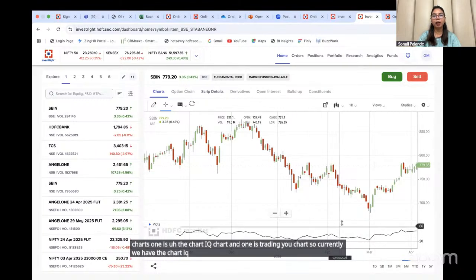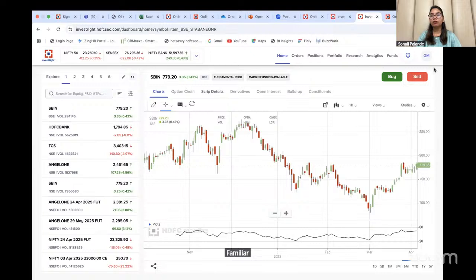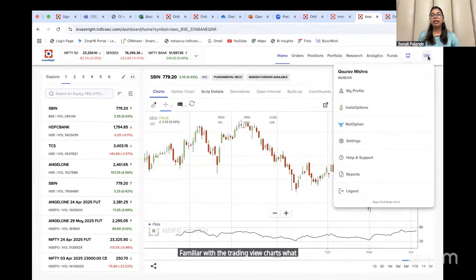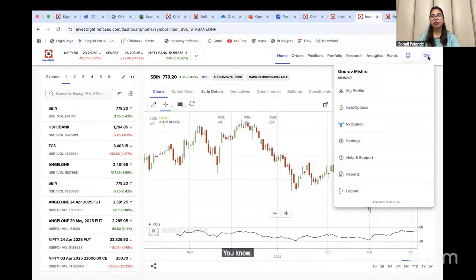The TradingView chart will come soon on the platform, but till now, if you wish to use only TradingView charts, if you are very much familiar with the TradingView charts, what we can do, so we have some integrated platforms. A lot of trader features currently may not be available, so we have some of the integrated parties linked with us who are providing dedicated trader based features.